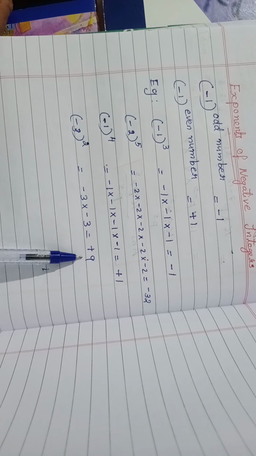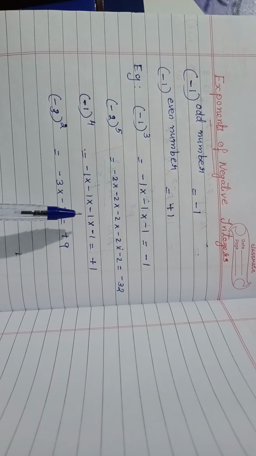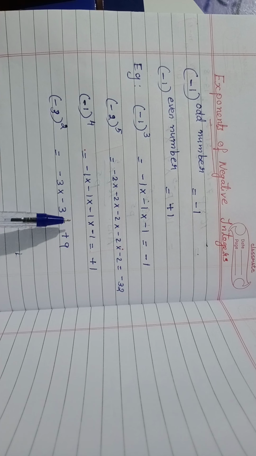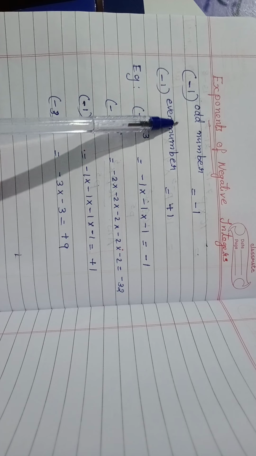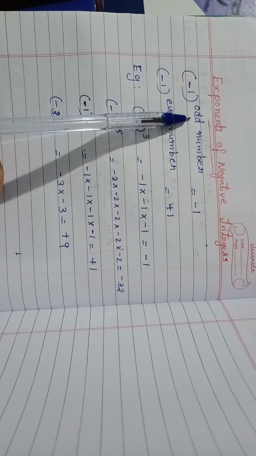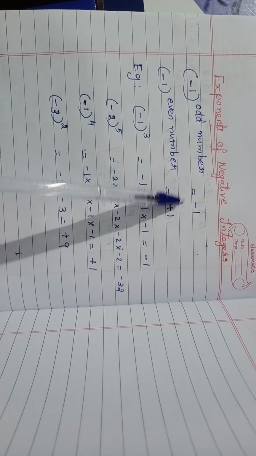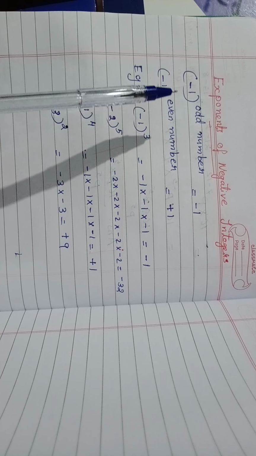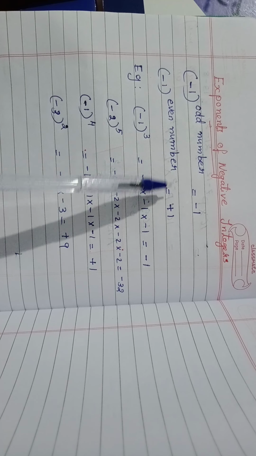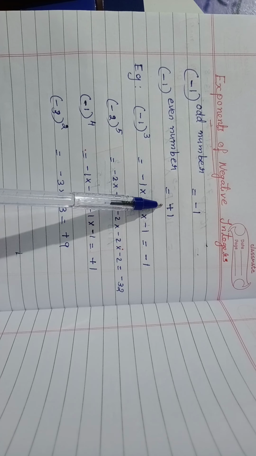So what do you understand from here? For exponents of a negative integer: if the exponent is an odd number, the answer is always negative, and if the exponent is an even number, the answer is always positive.